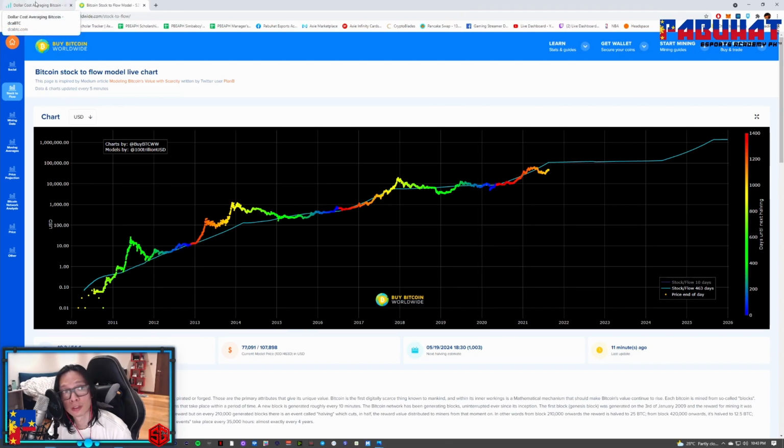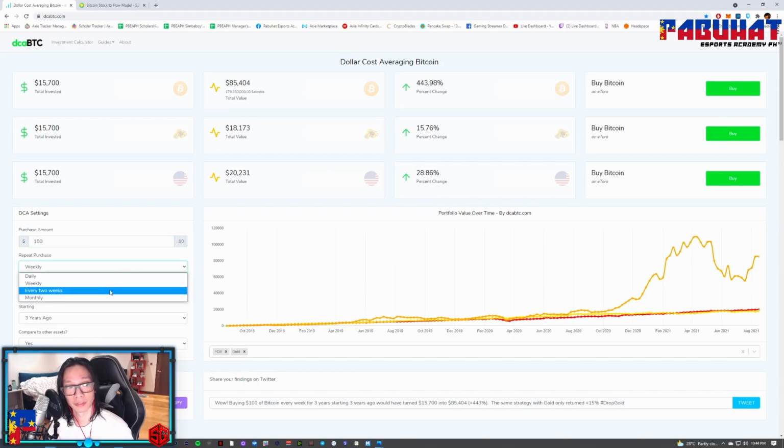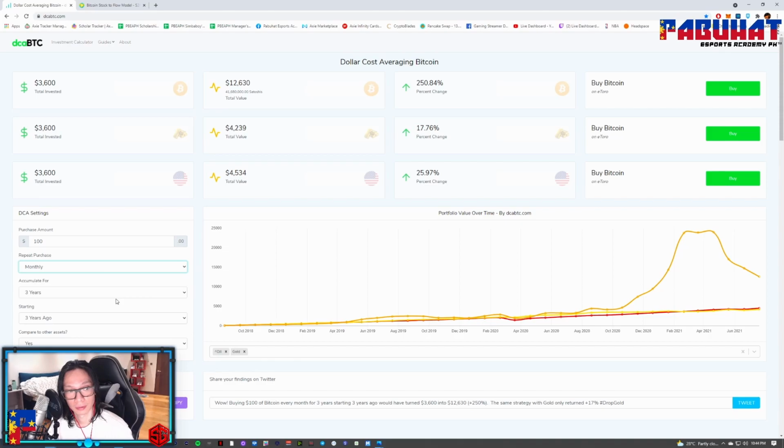So let us go back to dollar cost averaging. Let's try to input a certain amount and we can compare our investment strategies to gold and USD. So let's say we can place $100 every month. Then nag-accumulate tayo ng 3 years. Nag-start tayo ng 3 years ago. So for every month, nag-invest tayo ng 5,000 pesos. Total investment natin is 3,600.